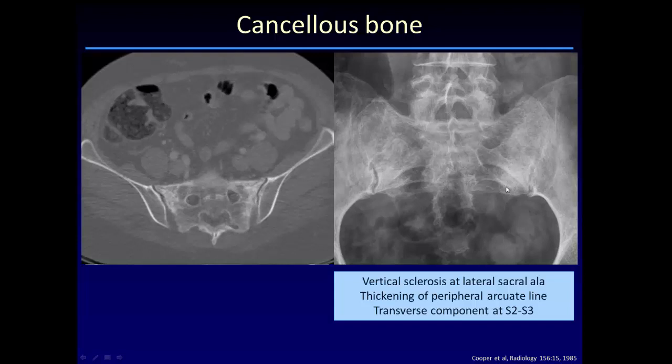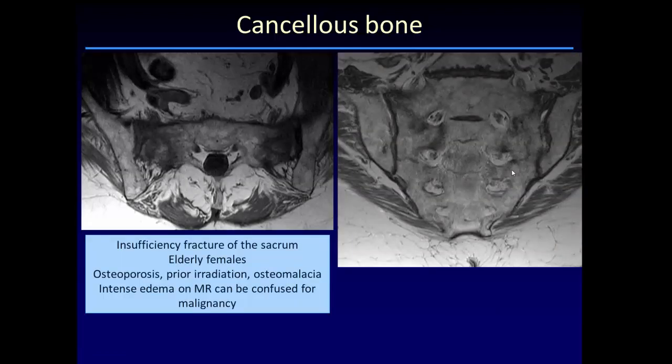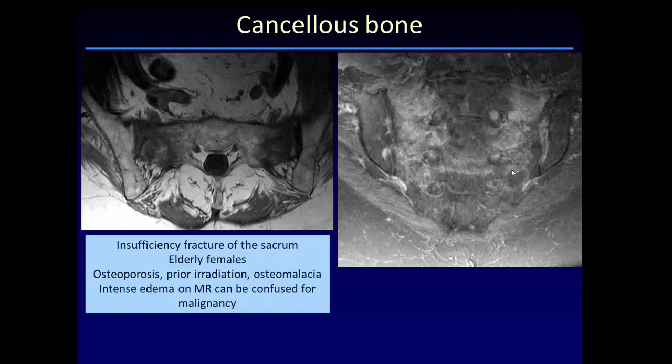But as you look, you'll notice that as you follow these arcuate lines outward, they thicken and become more sclerotic, and it's with comparison to the prior that the diagnosis is often more apparent. Here's another patient with these insufficiency fractures. These are quite common. We usually see them in older women, many of whom have had radiation. This is confusing because if they have a history of malignancy and you see this intense edema in the sacrum, it's tempting to diagnose this as metastatic disease.